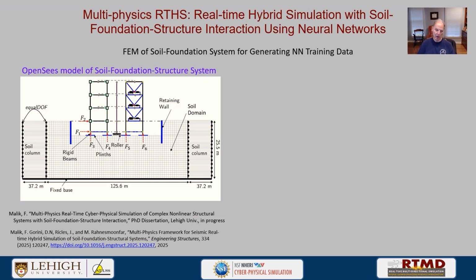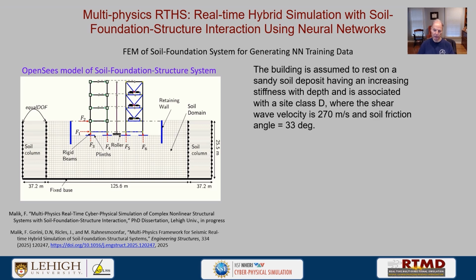Now, in order to train the model, we have to develop OpenSees models with a complete system. It's a little bit controversial, but I'll tell you how we take care of the controversial aspect. The OpenSees model is going to generate data that we train the neural network. What's that data? The output is the interface forces, F1 through F6. The input will be the displacements, velocities at the interface to the foundation, and the accelerations, the inertial forces from the accelerations acting on the foundation.